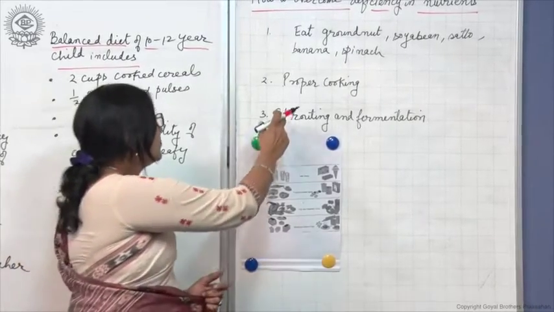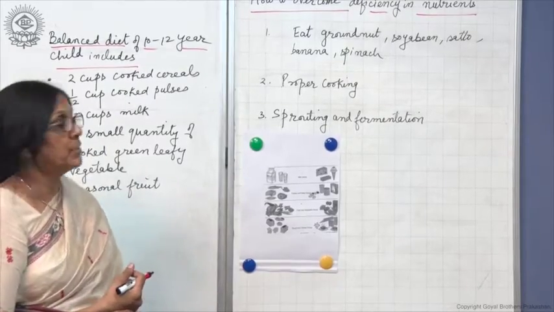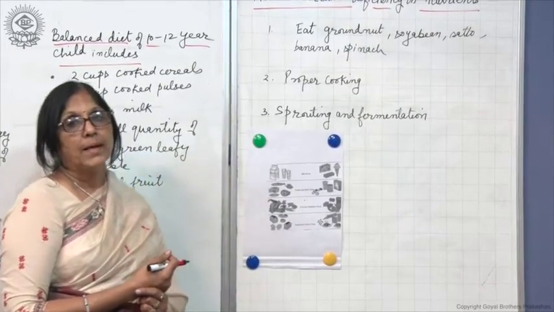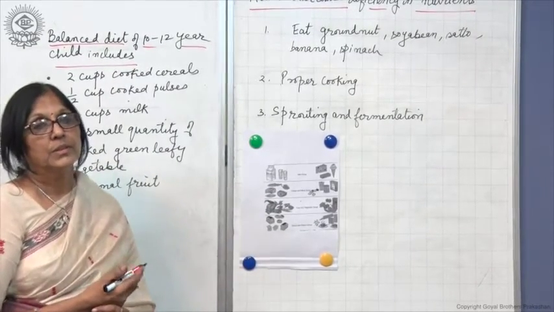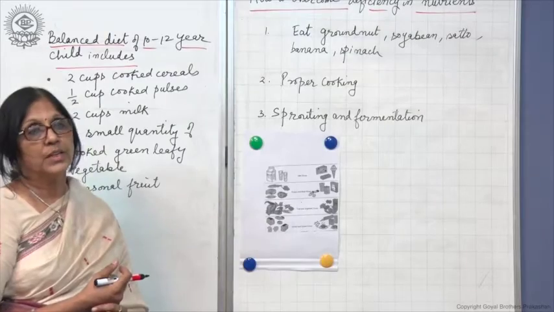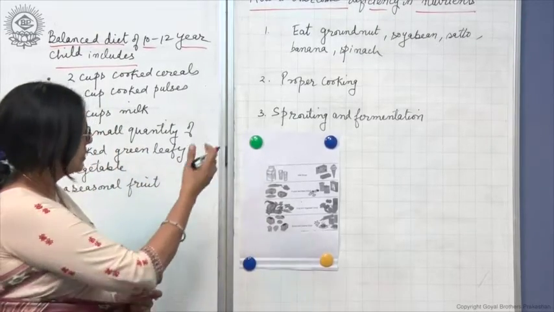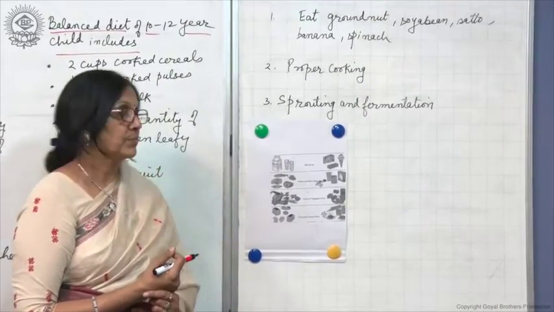Then another method by which the nutritive value of the food can be increased is by sprouting and fermentation. So, sprouting of whole pulses can be done. You must have eaten sometimes at home the sprouted pulses, and that is another method to increase the nutritive value.